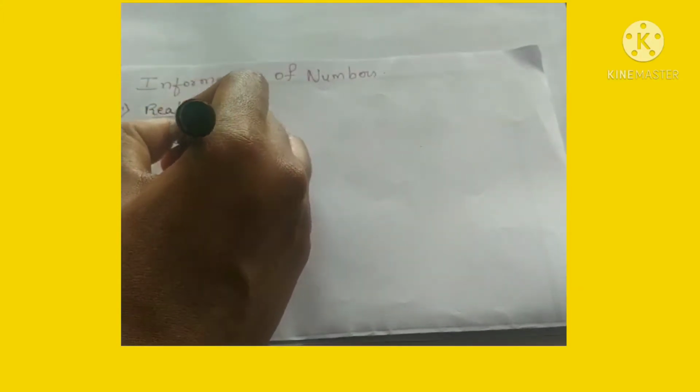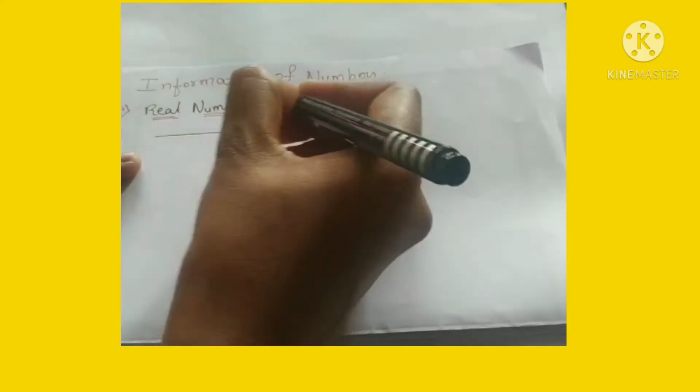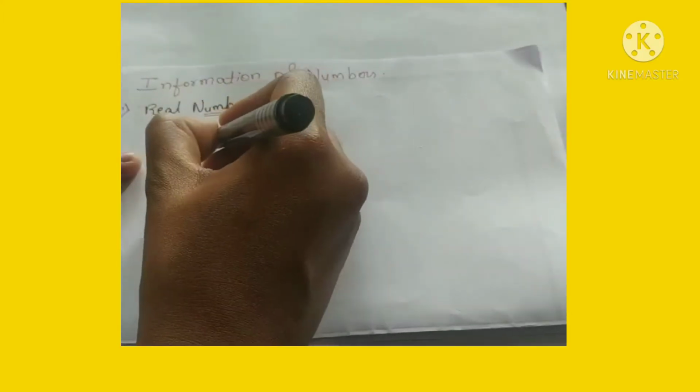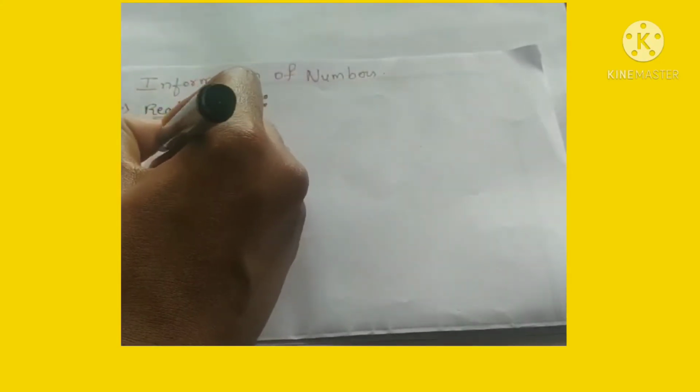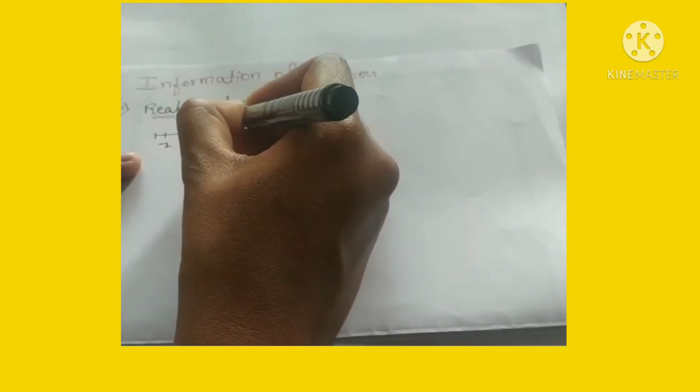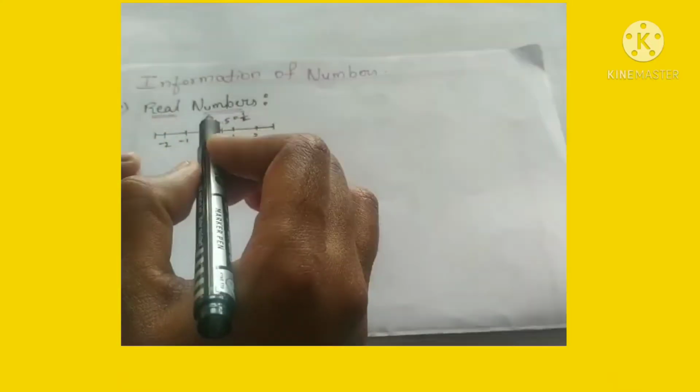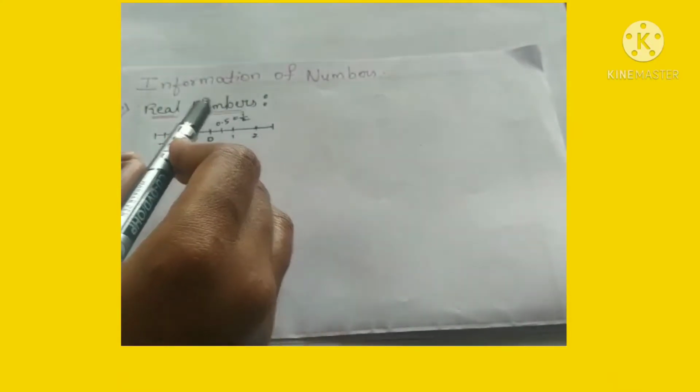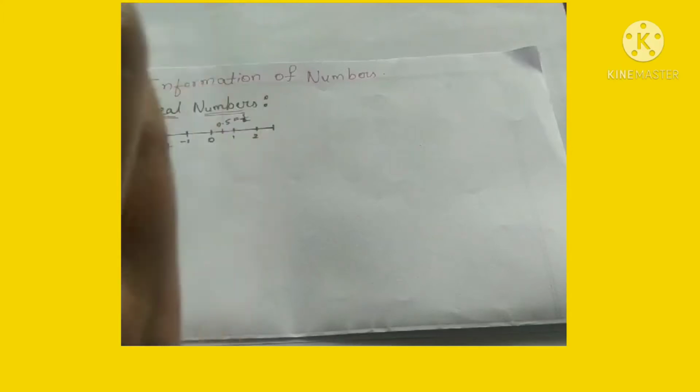Now I will just write a number line and mark the numbers 0, 1, 2, minus 1, minus 2. Now, here 0.5, it is nothing but 1 by 2. Like this, I just marked the numbers here. Now, any number on this number line is nothing but a real number. It may be positive or negative or it may be a fraction. So, totally we can say that any number on the number line is nothing but a real number.